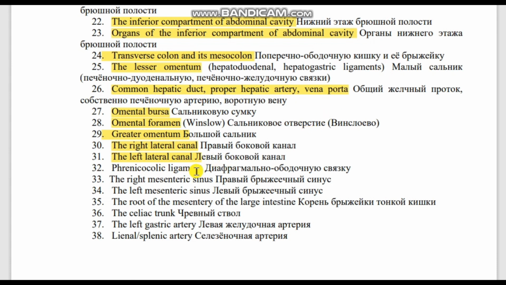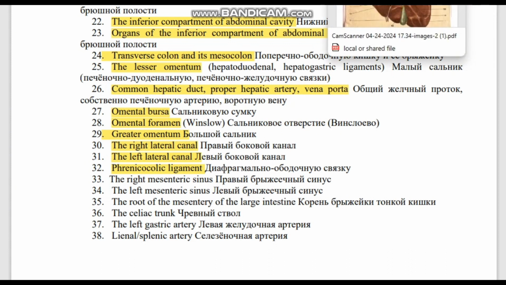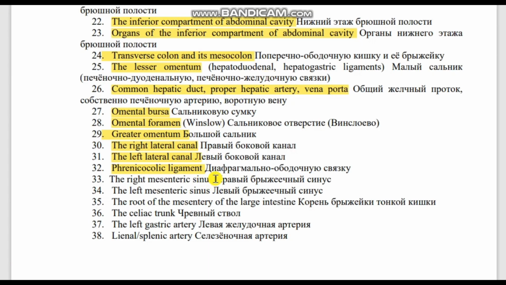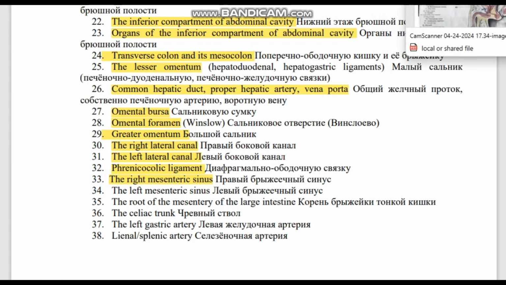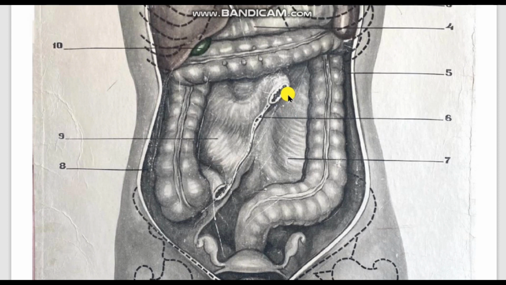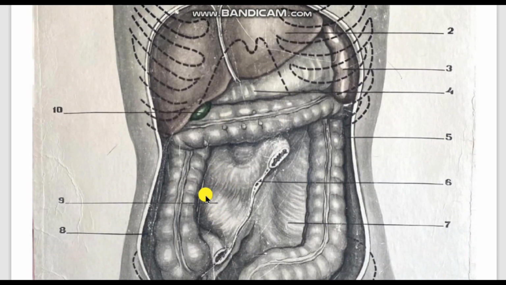Next, we have phrenicocolic ligament. Here it's written in the Latin form, ligamentum phrenicocolicum. Okay, phrenicocolic ligament, you can say. Okay, next what we have is right mesenteric sinus. As you can see here, the right mesenteric sinus, this one, this is right mesenteric sinus.